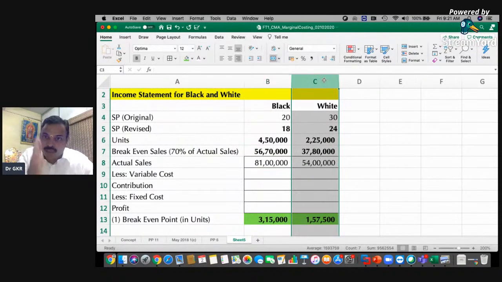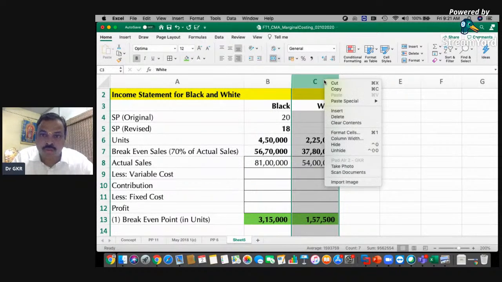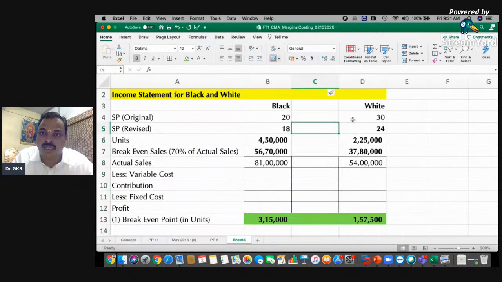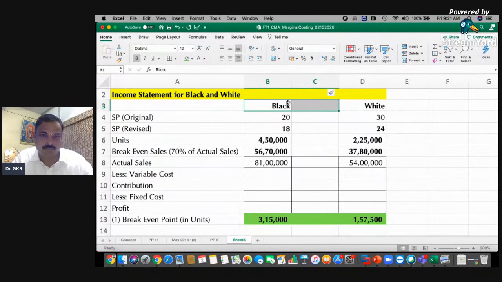Please look here. I am going to make two more columns. This two more column is going to change the entire scenario. Okay, this is going to be black, the full. So what I will do, one column I will do break even, one column I will do actual. Okay, so both are black only. So this is actual and this is break even.